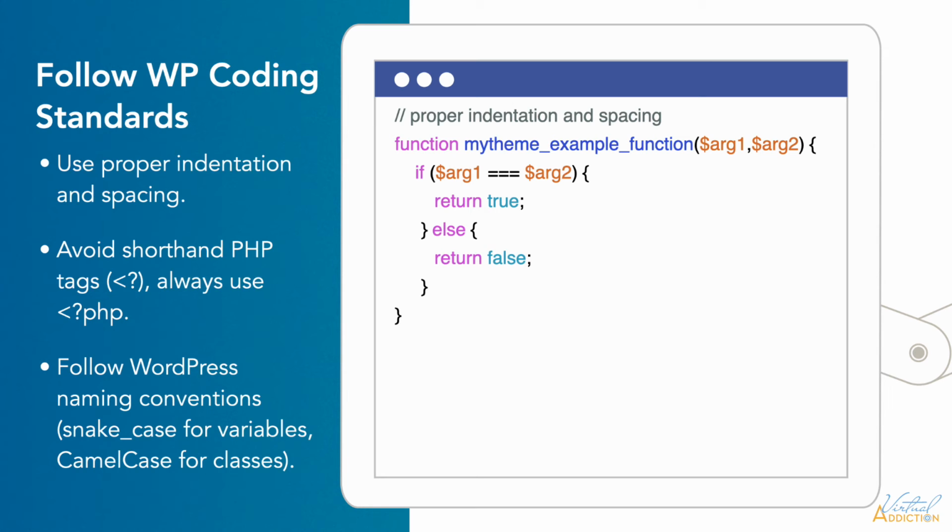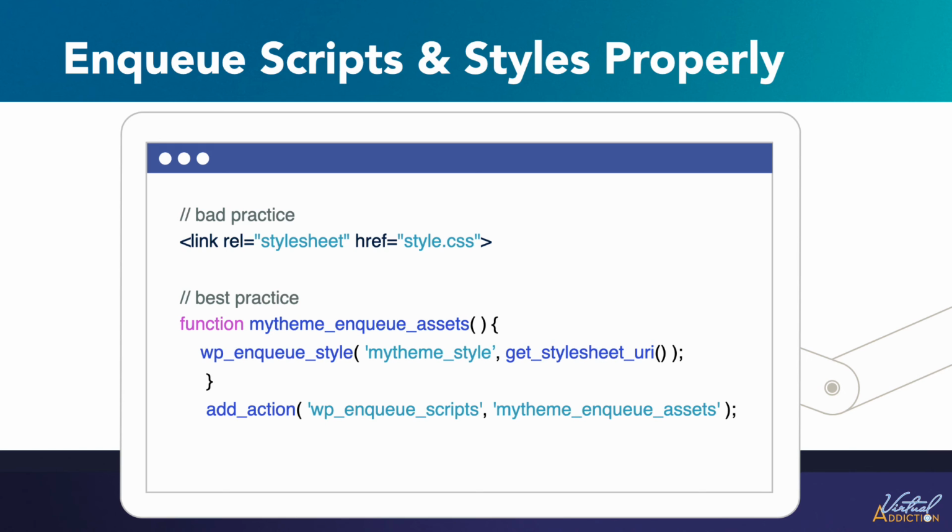You'll also want to follow WordPress naming conventions, and in WordPress, we use snake case for variables and camel case for classes. This ensures that things are easy to identify right off the bat. In the example here, you can see that I'm using proper indentation and spacing. You'll want to make sure that you enqueue scripts and styles properly. This means that we will always be using wp_enqueue_script and wp_enqueue_style. A bad practice would be directly including styles and scripts using the link tag inside of your pages.